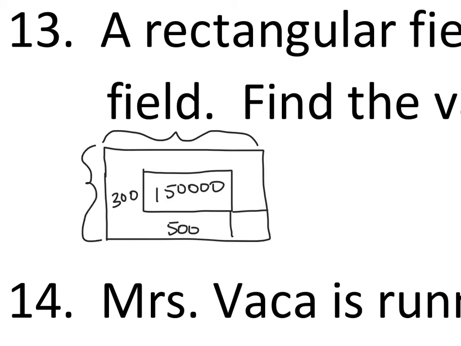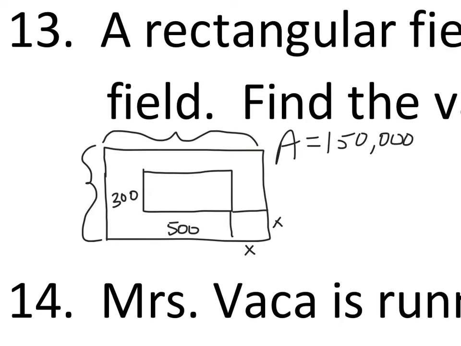All right, so what I need to know is what value makes this. I'm going to erase this area right here, because the entire field is 150,000. So that's the entire area. So I'm going to just write that down. A equals 150,000. Okay. So what we need to do is find the value for x, because we want to know how wide the road is.